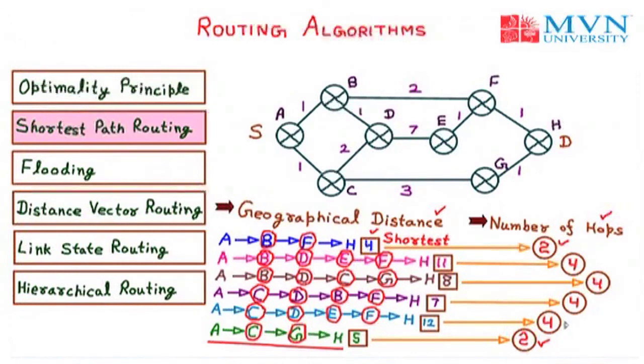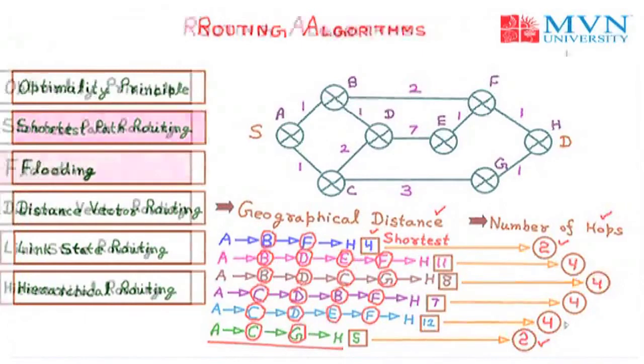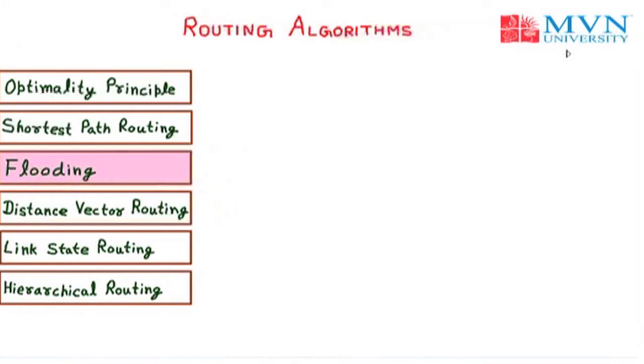Now we'll discuss the next principle or algorithm, that is flooding. So next we have flooding. In flooding, every incoming packet is sent out on every outgoing line except the one it arrived on.